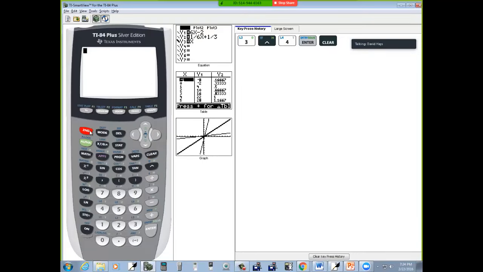So if I press second here and then mode, you see above mode it says quit. That'll exit you out of whatever you're in.